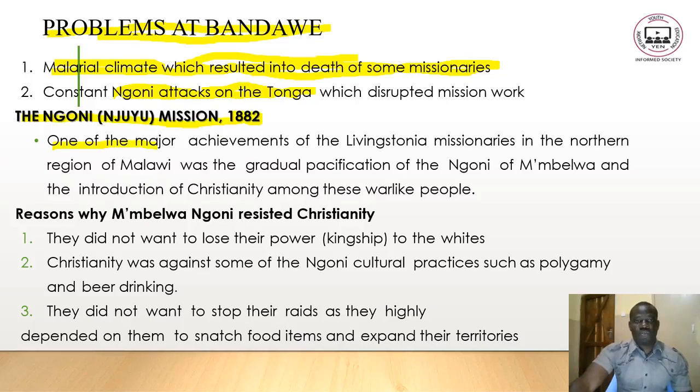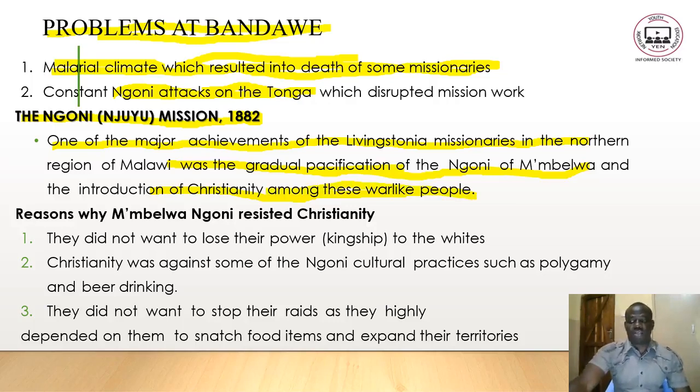One of the major achievements of the Livingstonian missionaries in the northern region of Malawi was the gradual pacification of the Ngoni of Mberwa and the introduction of Christianity among these warlike people. So one great achievement that we shall remember about the Livingstonian mission is that they managed to pacify the Ngoni. As we have said, the Ngoni were raiding other people for food and livestock. As such, the Livingstonian missionaries managed to bring peace to the Ngoni so that they stop raiding others. So that's why we are talking of the Njuyu mission, which was extended to the Ngoni area.